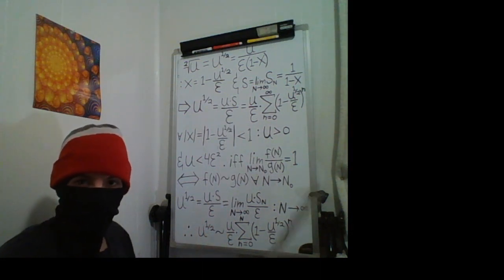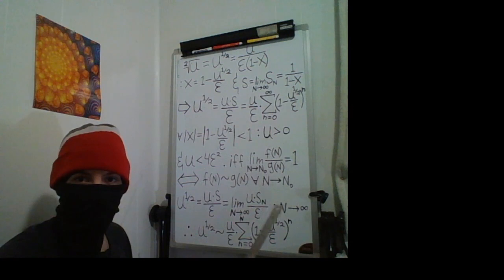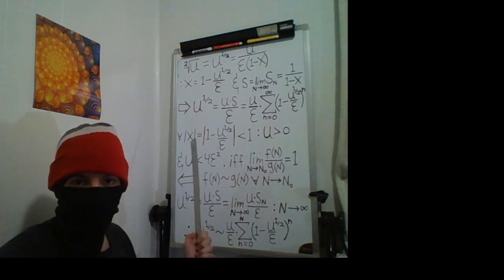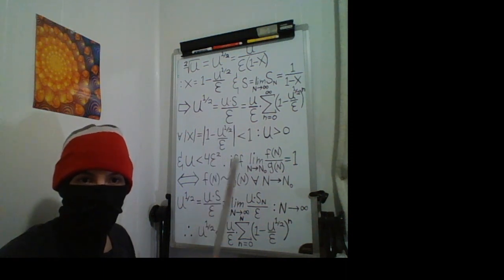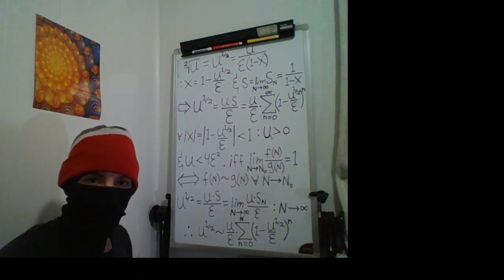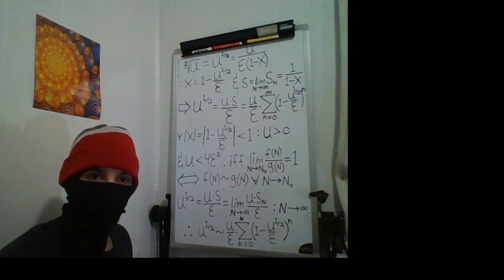Since convergence of S equals 1 over quantity 1 minus x is only possible if the absolute value of x is less than 1, for all x equaling 1 minus the square root of u over epsilon, these conditions imply two convergence criteria: u greater than 0 from 1 minus square root of u over epsilon less than 1, and u less than 4 epsilon squared from 1 minus the square root of u over epsilon is greater than negative 1.